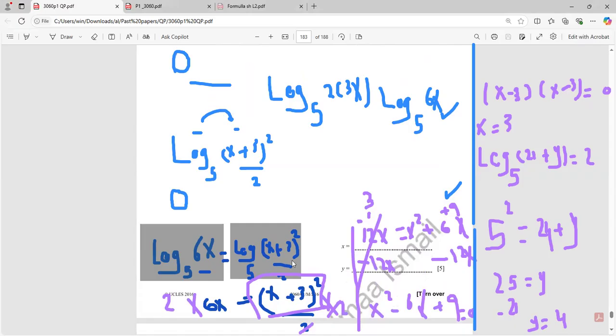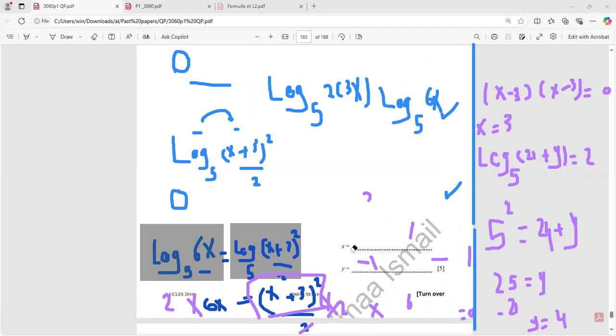Let's see the next. So here we can write that x equals 3, and y equals 4, and we did it. Let's see the next.